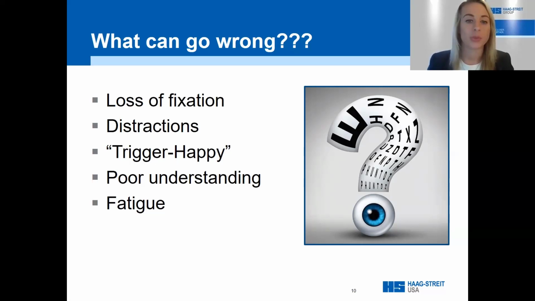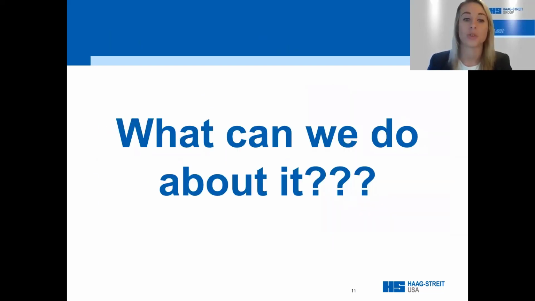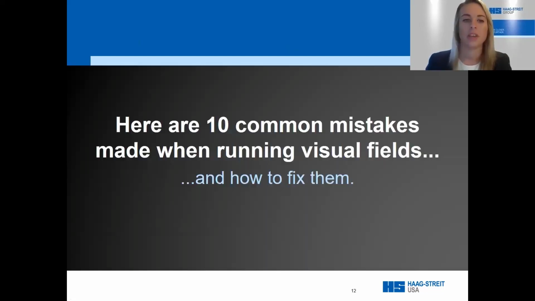Maybe they don't really understand what they're doing, possibly due to poor instruction or a language barrier. Or maybe they're just tired. All of this can have a negative effect on the test results. So the big question is, what can we as technicians do to ensure the visual field results are as accurate as possible? Here are 10 common mistakes made when running visual field results and how to fix them.